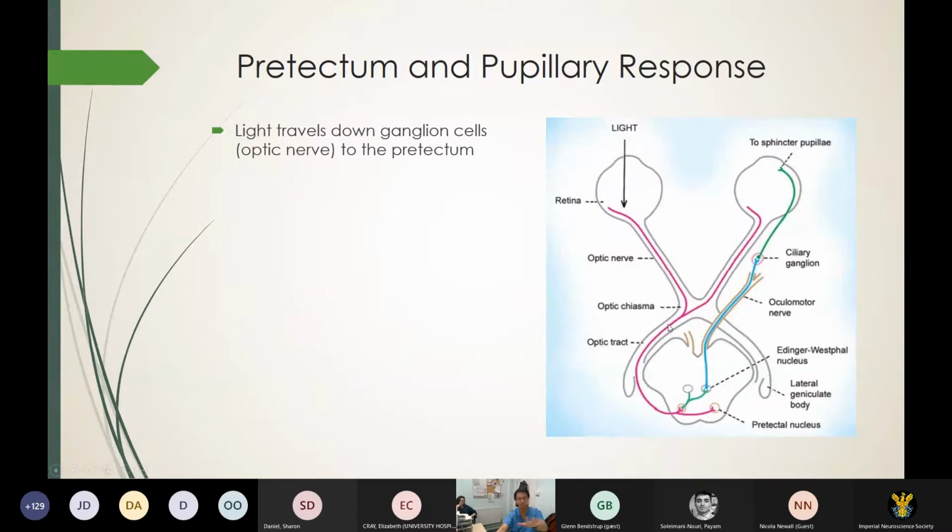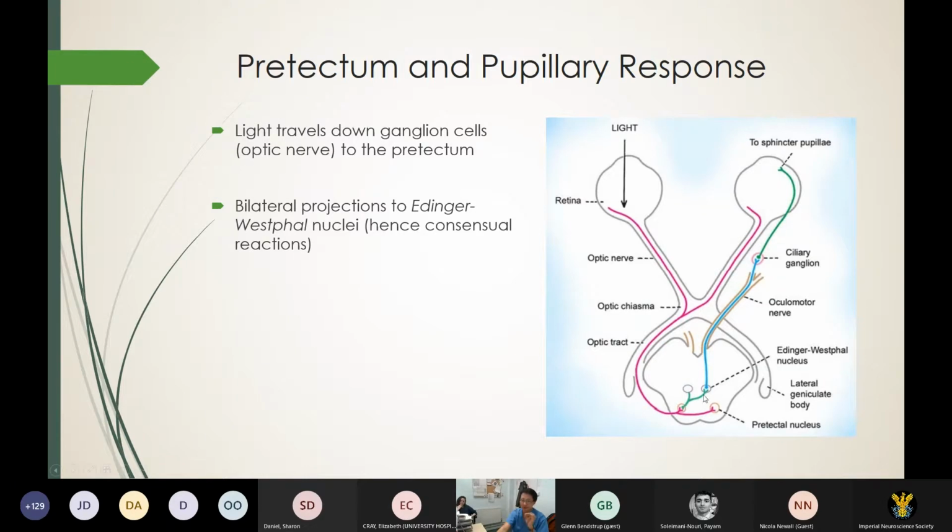So just dealing with that pretectal area first, because that's a simple one to look at. Once again, just a quick summary: light comes onto your retina, travels down the ganglion cells or optic nerve, and it bypasses the LGN because this is the pathway that goes straight to the pretectal area, which is in your midbrain. From there, you have bilateral projections to both of the Edinger-Westphal nuclei. The Edinger-Westphal nucleus is a parasympathetic nucleus that is next to your third nerve nucleus in your midbrain.